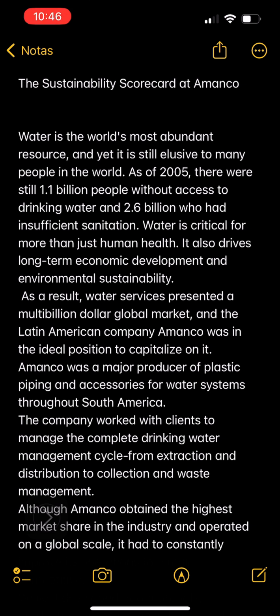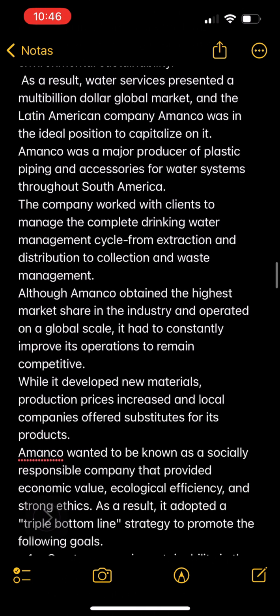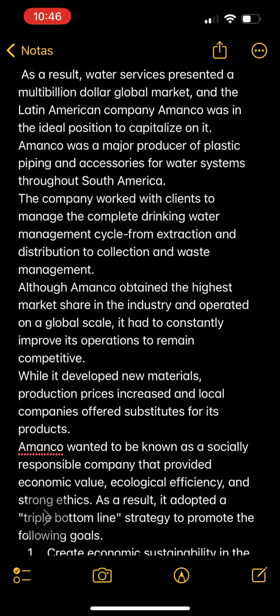As a result, water services presented a multi-billion-dollar global market, and the Latin American company Amanco was in the ideal position to capitalize on it. Amanco was a major producer of plastic piping and accessories for water systems throughout South America. The company worked with clients to manage the complete drinking water management cycle from extraction and distribution to collection and waste management.